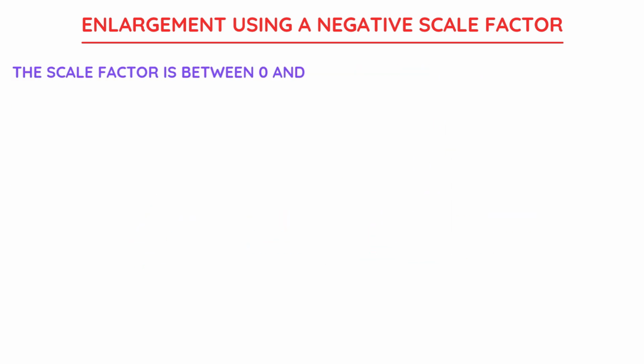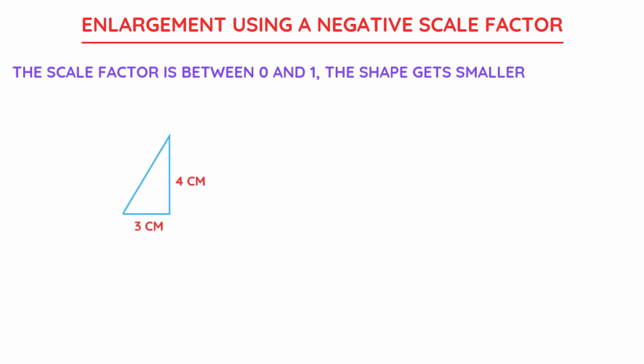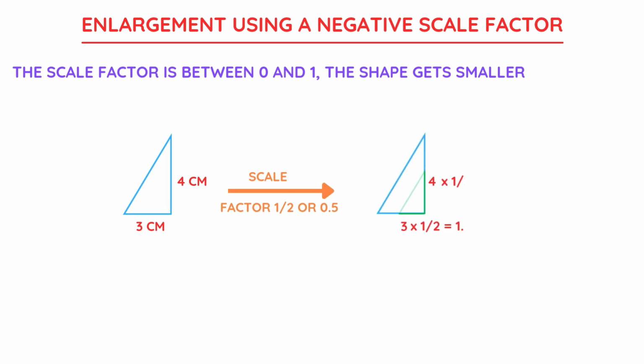When the scale factor is between 0 and 1, the shape gets smaller. Taking the same triangle, if the scale factor is 1/2 or 0.5, the dimensions are halved. So the base is now 1.5 centimeters and the height is 2 centimeters.